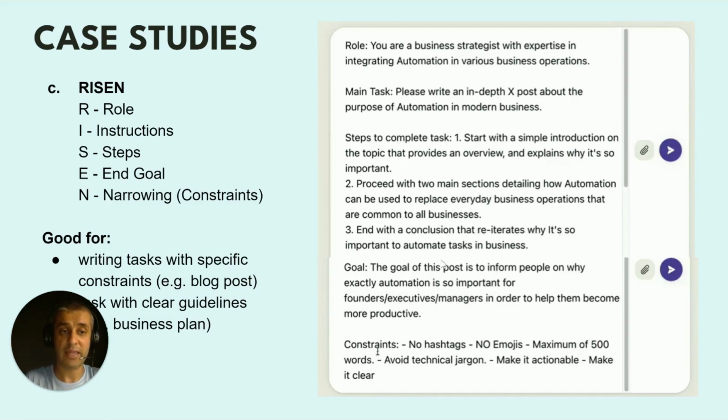Finally, you have the end goal. So what is it that you want this post to do for you? The goal of this post is to inform people why exactly automation is so important. And finally, the constraints. What I mean is, what are the areas where you don't want to bring that into the post? For example, no hashtags, no emojis. So a very formal bit of content. So that's the third one.